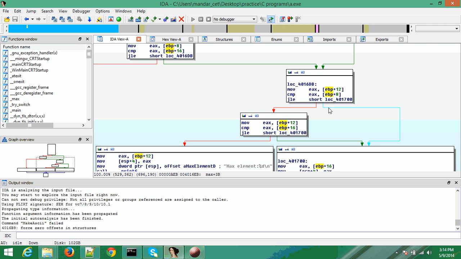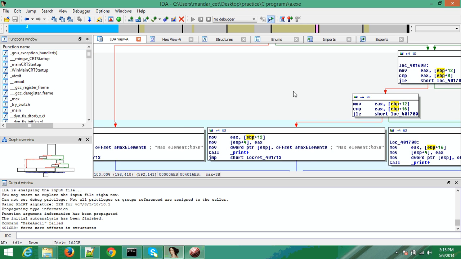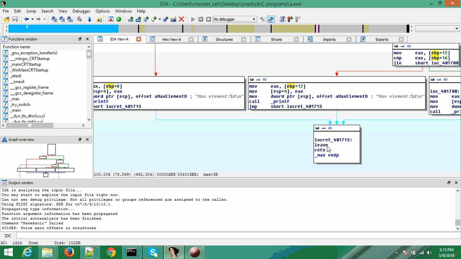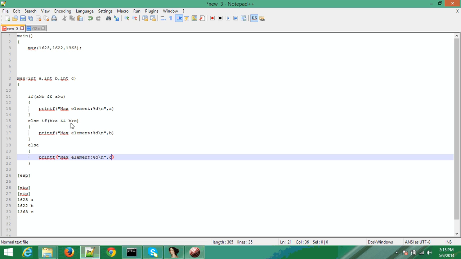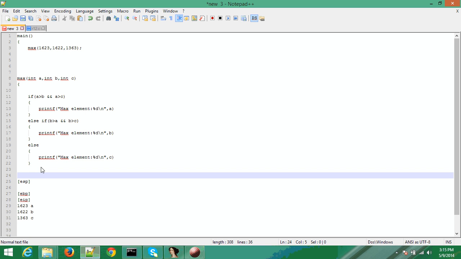Basically, this control flow would never occur where you are going this way, where b is greater than a, and then again you're going to this part where b is greater than a, but it's basically doing a comparison between b and a, and one of them is greater, so it will come over here. Alright, so this is basically how an if statement looks like, and this would be the epilogue. In this case, it's doing a leave and return. So this is how your max statement looks like.